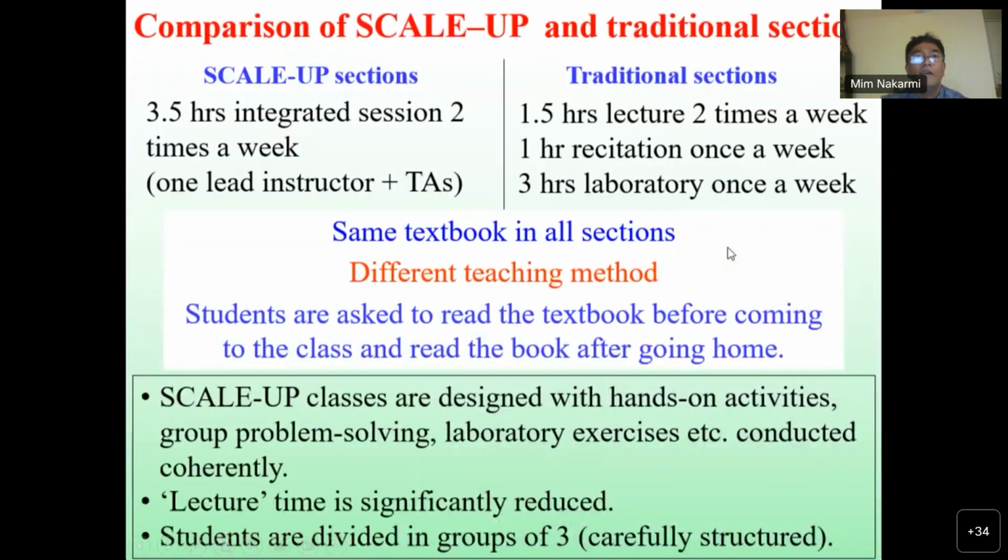All right. So when we teach SCALE-UP, we use the same textbook. We use the same time in our college. In the traditional section, there are 2 lectures, 2 times a week, 1.5 hours, 1 hour recitation, and 3-hour laboratory for one section. So total is 7 hours. And we use the same time, 7 hours, but we teach twice a week. So each session is 3.5 hours. So students are in the same classroom for 3.5 hours.